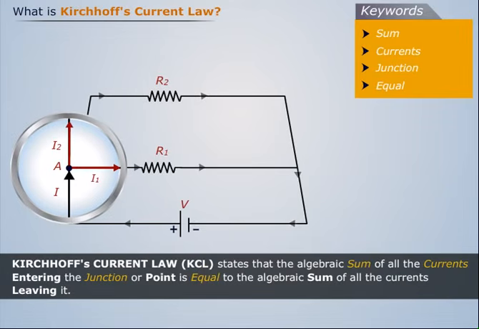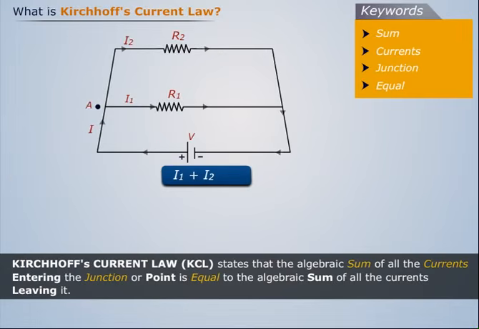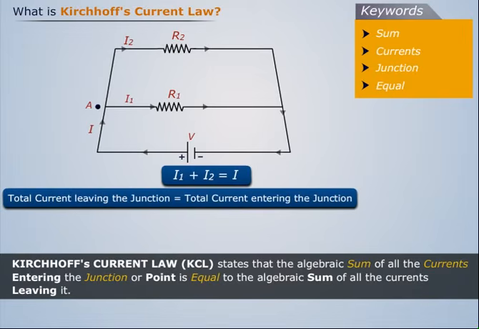Now if we take the sum of I1 and I2, we see that it's equal to I. Thus we can say that the total current leaving the junction will be equal to the total current entering the junction. This is stated by Kirchhoff's current law.